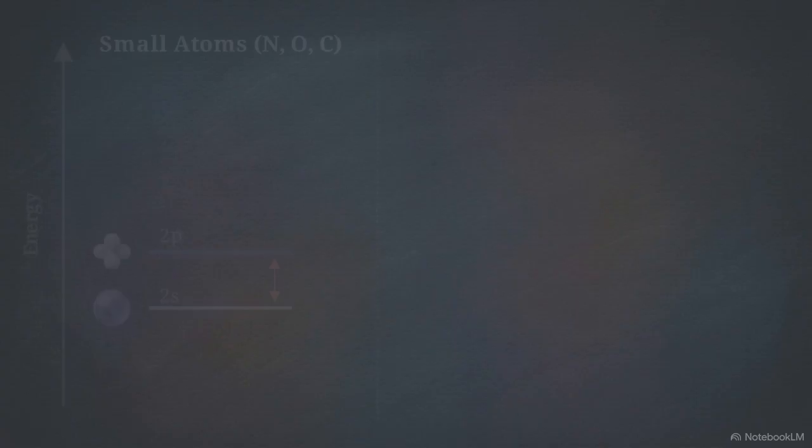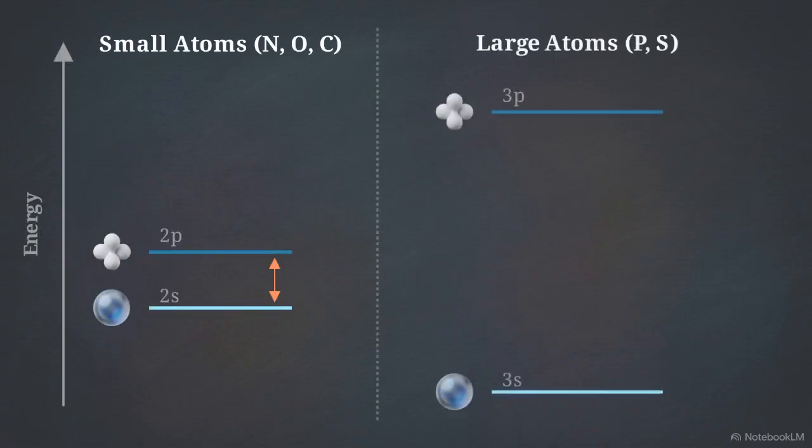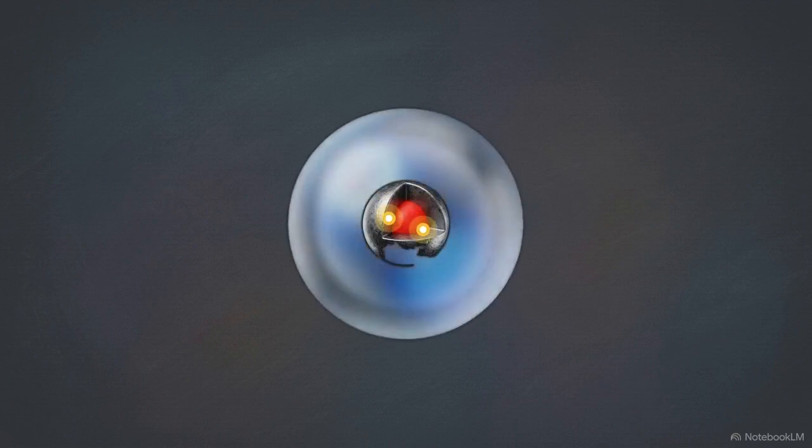For larger atoms like phosphorus or sulfur, the energy gap between the s and p orbitals is massive. Mixing them costs more energy than the resulting bonds could ever return to the system. To conserve energy, the central atom isolates its lone pair completely inside the spherical, chemically inactive s orbital. The bonds are then forced to form using the pure, unhybridized p orbitals, which naturally sit exactly 90 degrees apart.